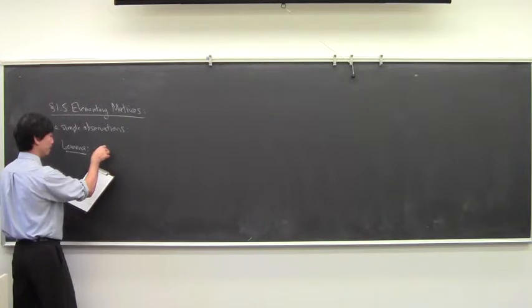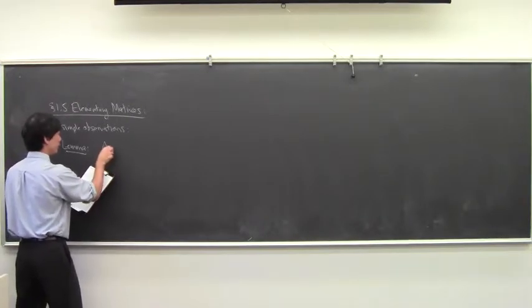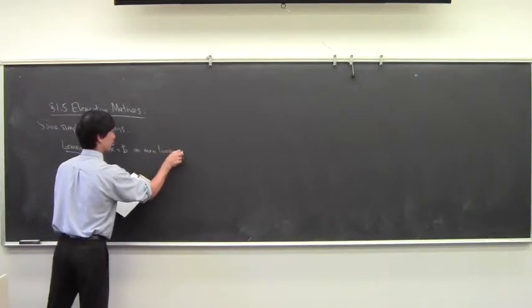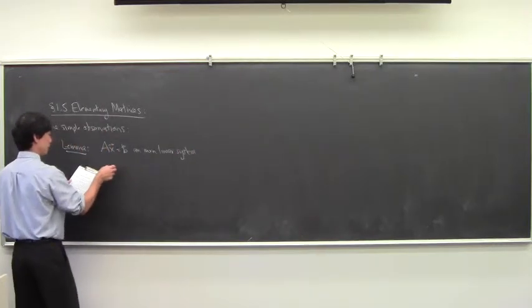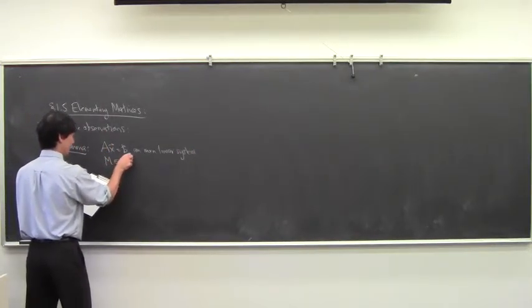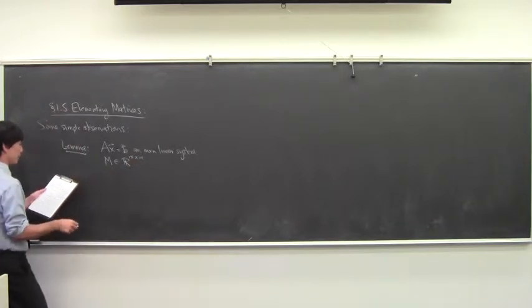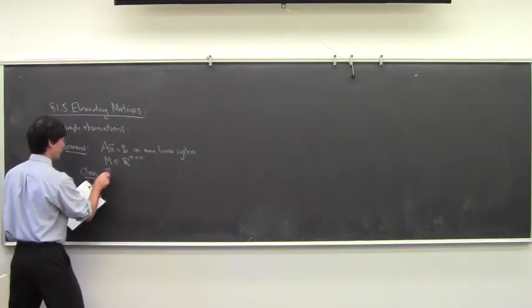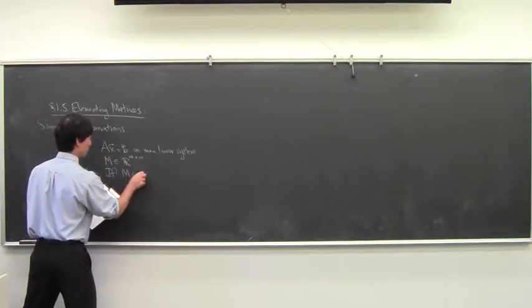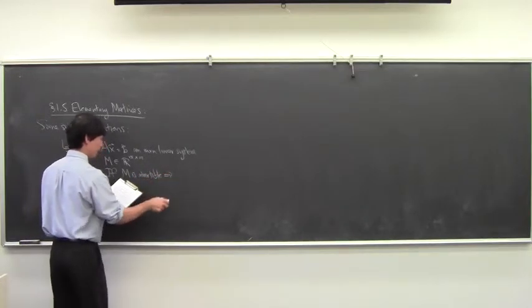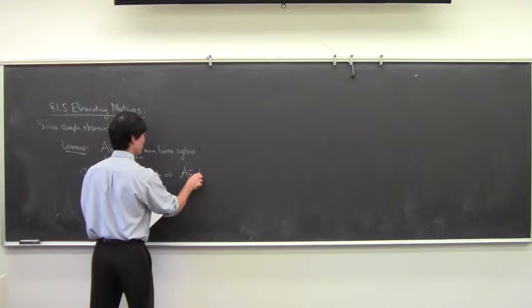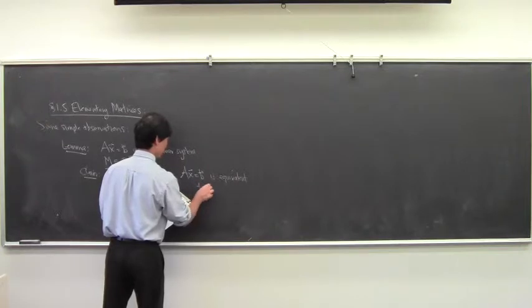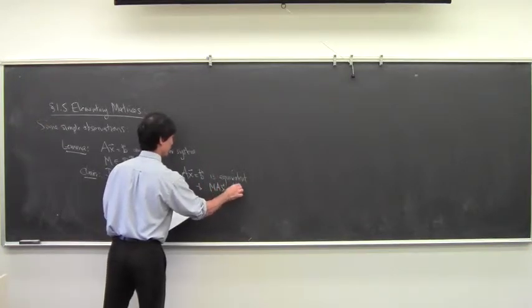Okay, so here's the lemma. It says, if you have AX equals B, an m by n linear system, and M is an m by m matrix. So that's sort of like the setting. The claim is that if M is invertible, then the system AX equals B is equivalent to MAX equals MB.